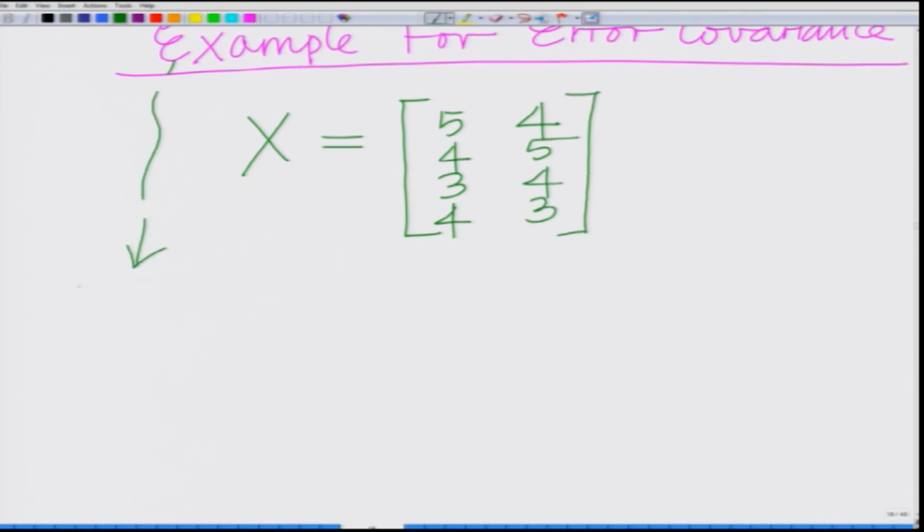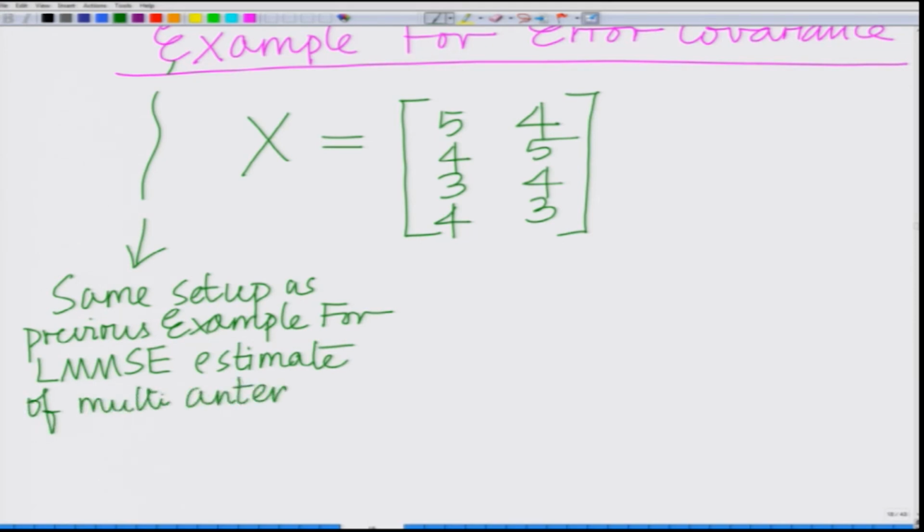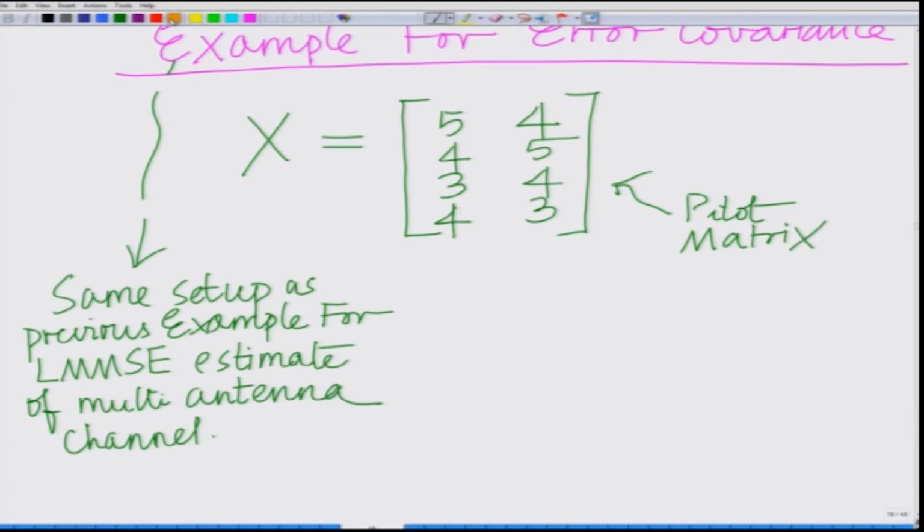Basically this is the same setup as the previous example for the LMMSE estimate of the multi antenna channel. So this is your pilot matrix.